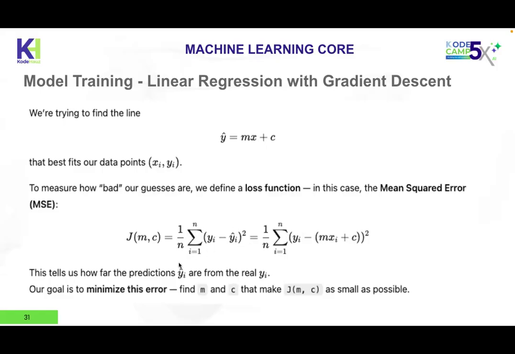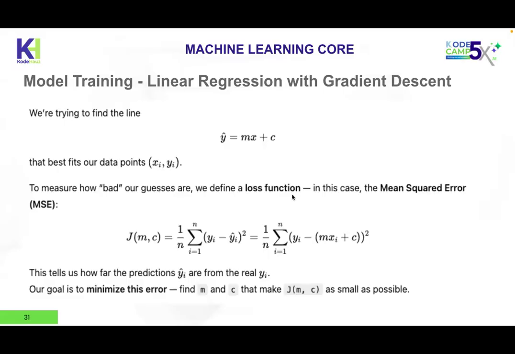You sum the squares of the differences across all the data points. You divide it by the number of data points and you get an average, the mean square error. This is the formula for it. We already did it last week. So that tells you how far your prediction is from the real Y. Now you want to minimize this error.